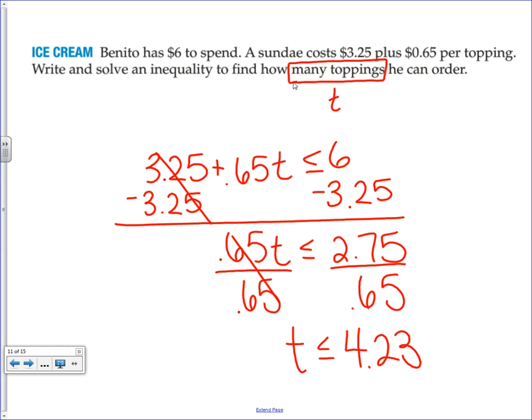Okay, so write me a sentence. Starts with a capital letter, ends with a period. Do I have to get 4 toppings? No, I can get up to 4 toppings. I can get no more than 4 toppings. I don't have to get 4. Heck, I don't have to get any. But the max that I can get is 4 and still have enough money to pay.